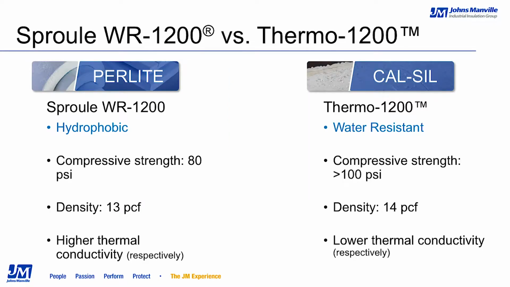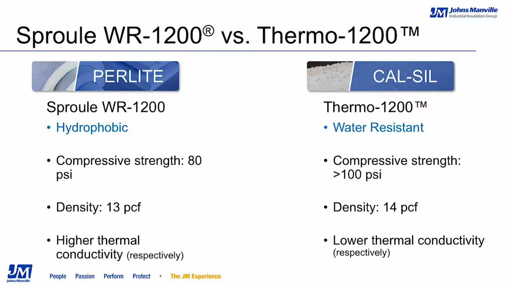Let's look at Sprule and Thermo 1200 side by side. You'll notice that they are pretty similar with density. The calcium silicate has a higher compressive strength than Pearlite. You also have to treat Pearlite a little more gingerly than you would calcium silicate. Since the Pearlite has a higher thermal conductivity, you may need to use a larger thickness than you would with calcium silicate in order to meet your process requirements.